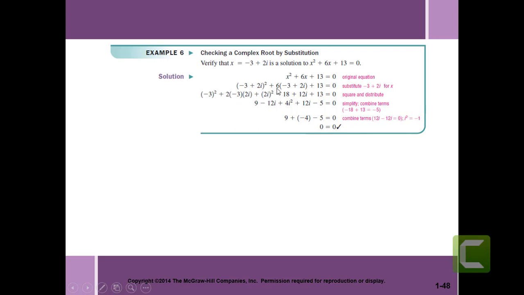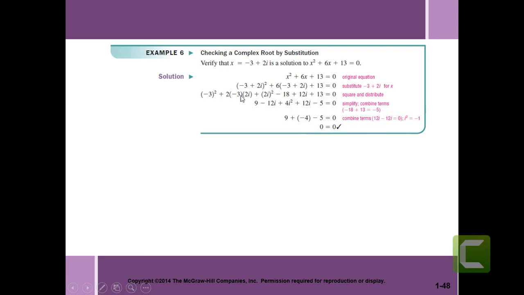Okay, and then what we're going to do is distribute the 6 here across this, and so we get 6 times negative 3, which is going to give us negative 18, and we get 6 times 2, which is 12, and plus, with the i, so it's going to be 12i, and then we have the plus 13. Now, if we simplify this, this is going to give us 9.